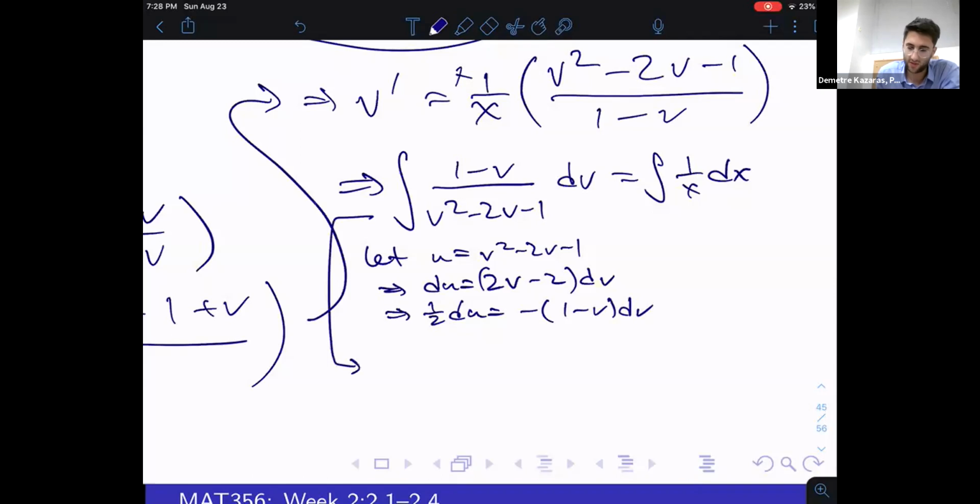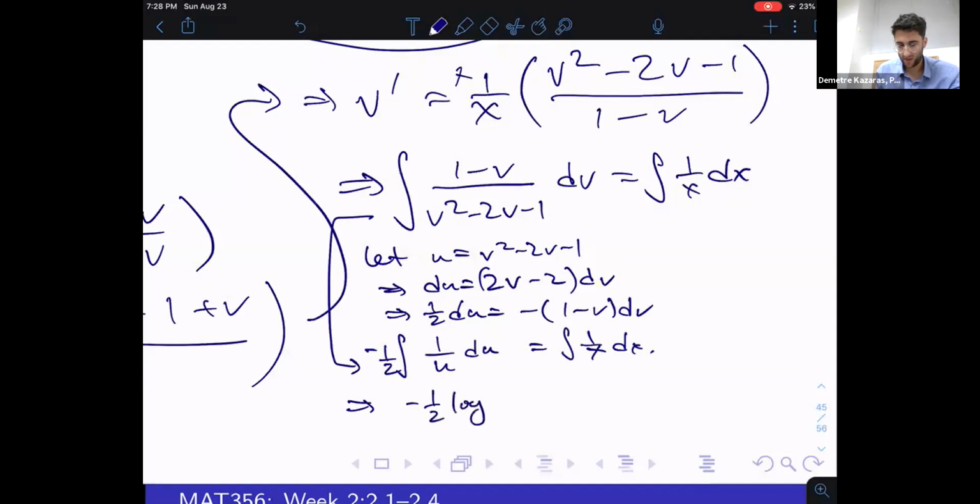So that allows us to compute the left-hand side. This will be the antiderivative of 1/2, just 1 over u du. On the right-hand side, antiderivative of 1 over x dx. Oh yeah, I should have a minus sign there. So what do we have? Left-hand side is minus 1/2 natural log of u, which is v squared minus 2v minus 1. The right-hand side is natural log of x.